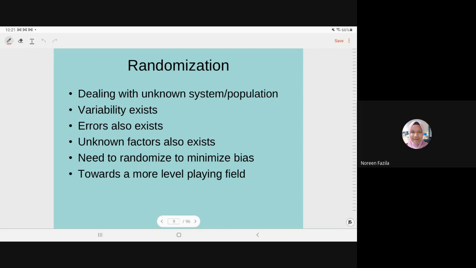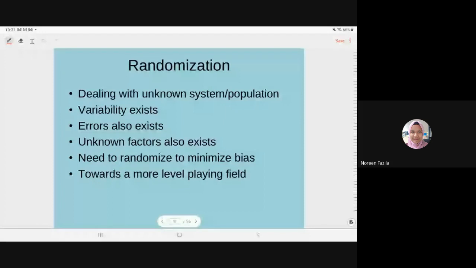Usually when we do research, we will be dealing with unknown systems or unknown populations, especially at the postgraduate level, master's, PhD. So this is what we call novelty. Novelty means that it is something which is novel, which has not been done before. Of course, novelties have different degrees.